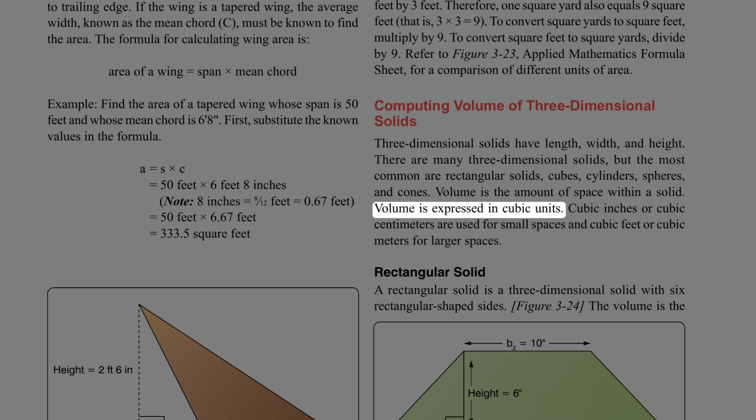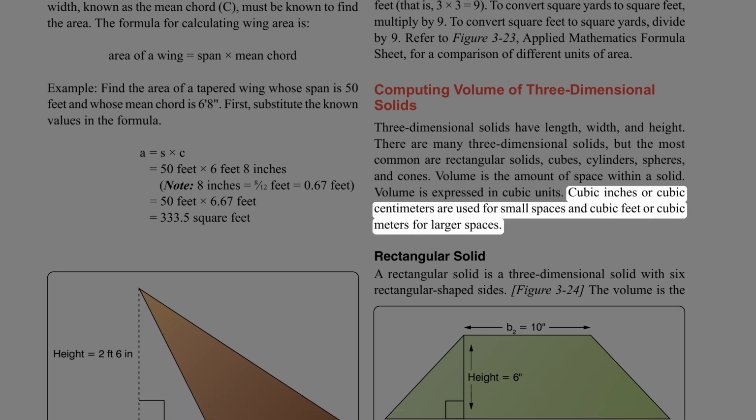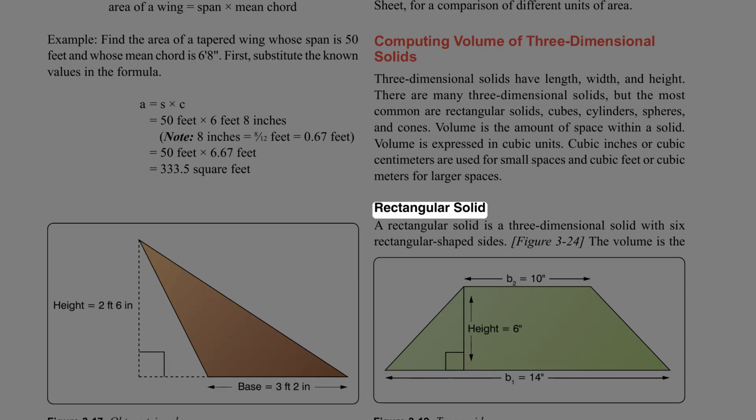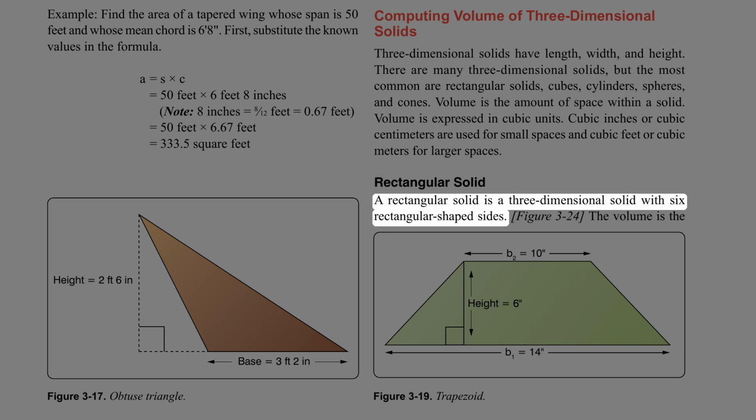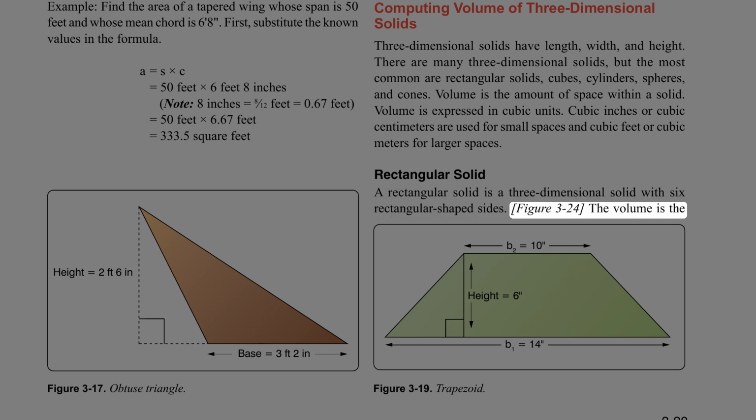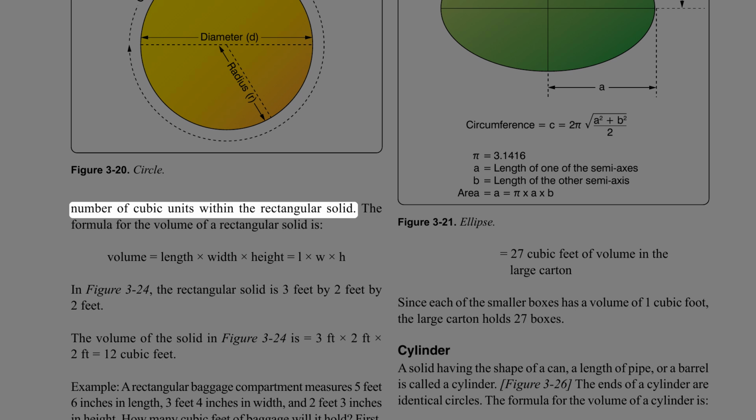Volume is expressed in cubic units. Cubic inches or cubic centimeters are used for small spaces and cubic feet or cubic meters for larger spaces. Rectangular solid. A rectangular solid is a 3-dimensional solid with 6 rectangular-shaped sides. Figure 3-24. The volume is the number of cubic units within the rectangular solid.